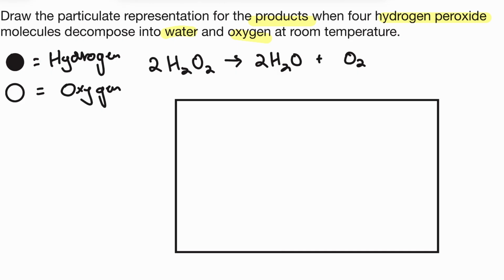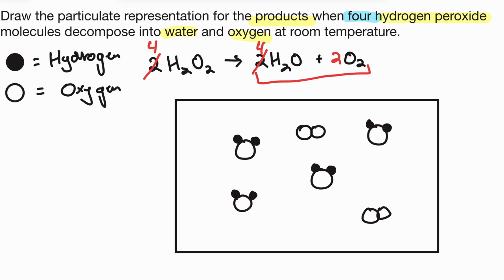And so this question is asking me to draw for the products. The products are on the right side of my equation. Additionally, it's asking for when 4 hydrogen peroxide molecules decompose. So if I have doubled my hydrogen peroxide molecules, I can just double the rest of these as well. And so now you'll see in my model, I need to draw 4 water molecules and 2 oxygen gas molecules. And so doing that gives me this final answer. This right here is the particulate representation for the products when 4 molecules of hydrogen peroxide decompose into water and oxygen at room temperature.